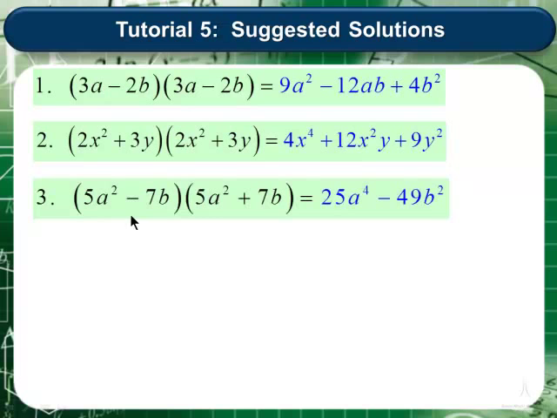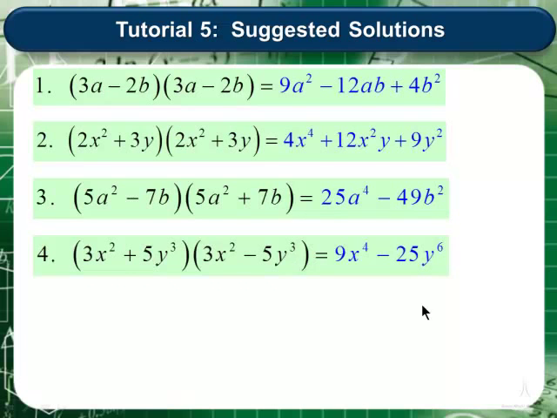In the third instance we see that we have the product of the binomial 5a squared minus 7b with another binomial which is very similar, it's just a change in sign. So if there's only a sign change between the two terms in such a product, then clearly it gives us the formula of the difference between two squares, and we have to take the square of the first term, square of the second term, and just put a negative in between. The middle terms will then cancel as we discussed earlier. So in this case we have 25a to the power 4 minus 49b squared.